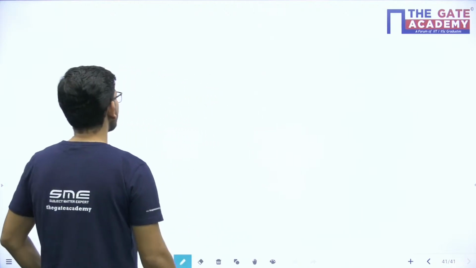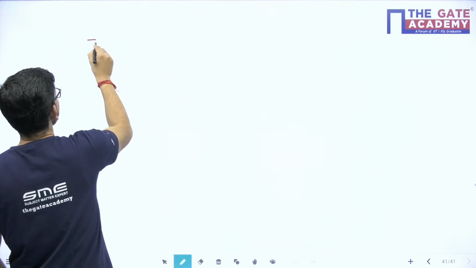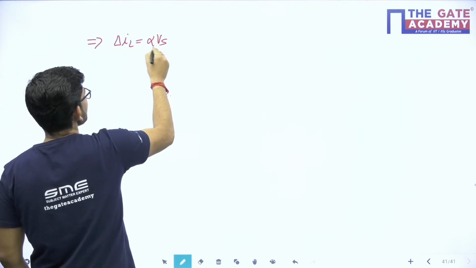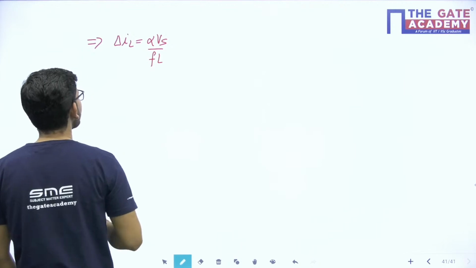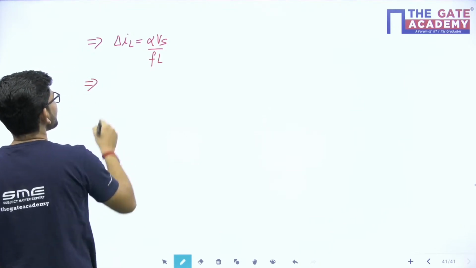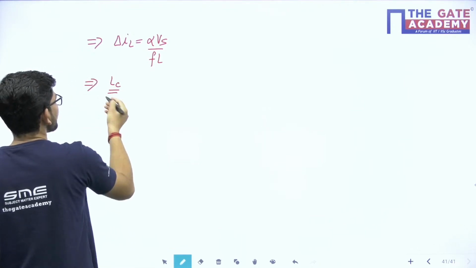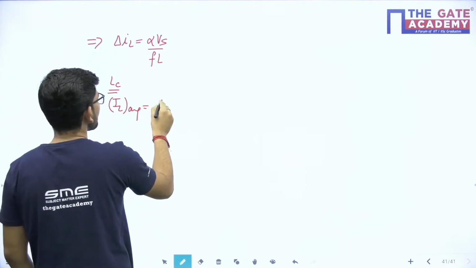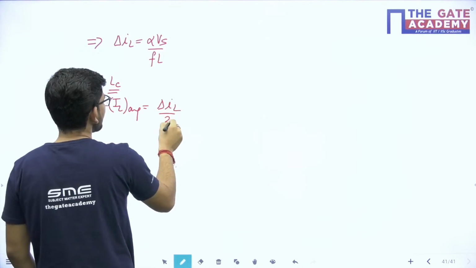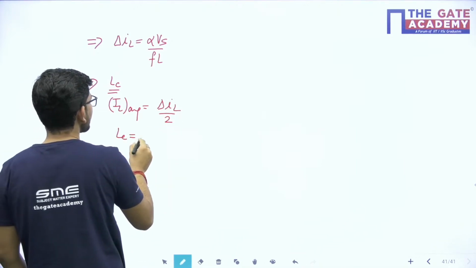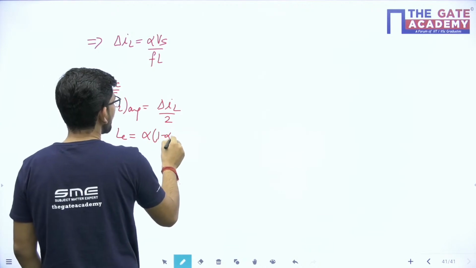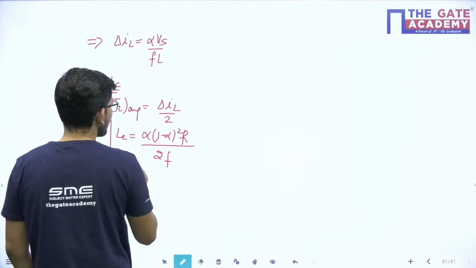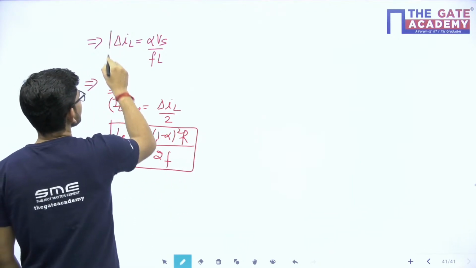Now after the current, what will be the maximum ripple current? What will be the peak to peak ripple current del IL? This is equal to alpha Vs upon FL in this case. What will be the value of critical inductance LC? For critical inductance, we put IL average equal to del IL by 2, and from here when you calculate critical inductance, this will be equal to alpha into 1 minus alpha R upon 2F. So this is the value of critical inductance that we have.